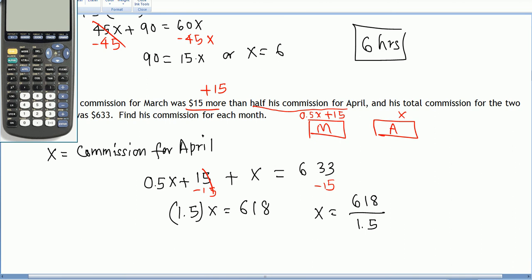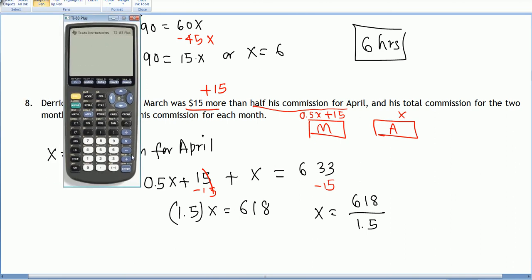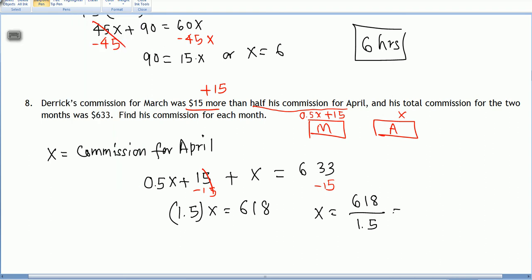Let me divide 648 by 1.5, you get 432. So the commission for April is 432. Thus we write the answer. Commission for April, that was x, which is $432.